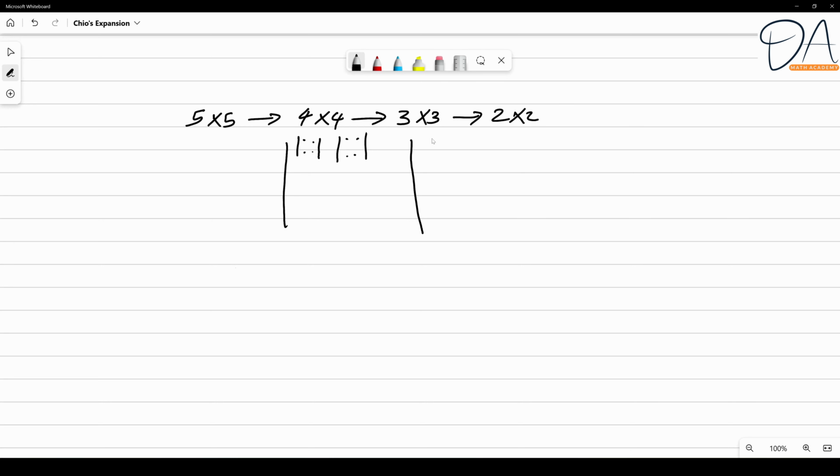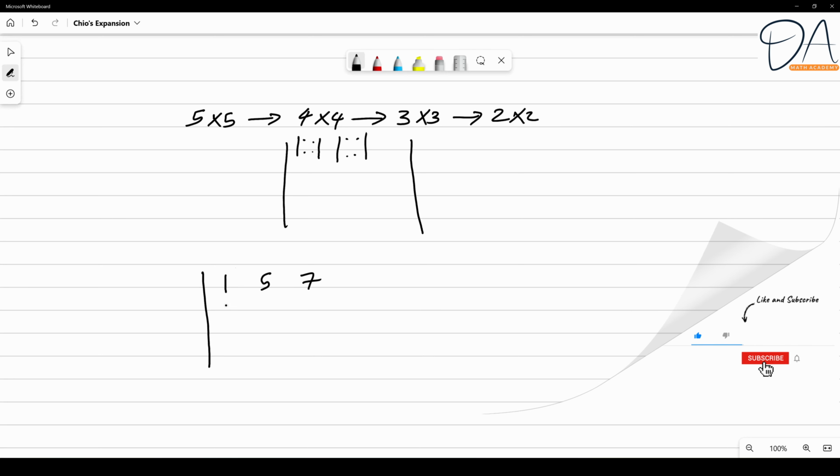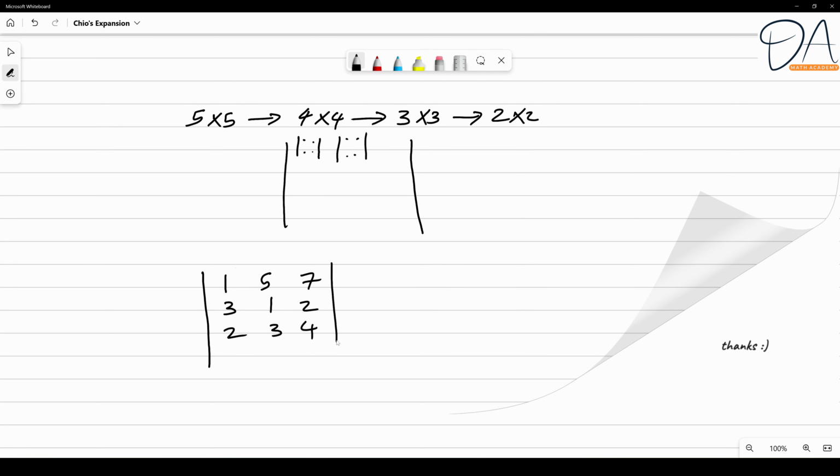So let's take our first example. Our first example is 3 by 3. Okay, so this is our first determinant, a 3 by 3 determinant. There's a shortcut to compute a 3 by 3 determinant. You can check the video on the channel, but here let's find this out by using the Chio expansion.